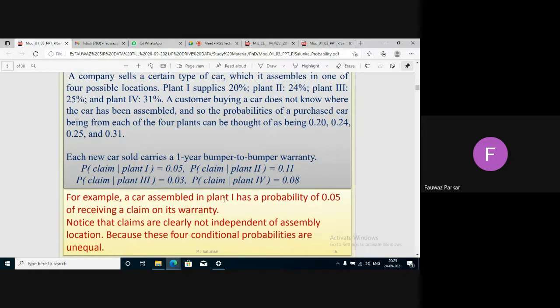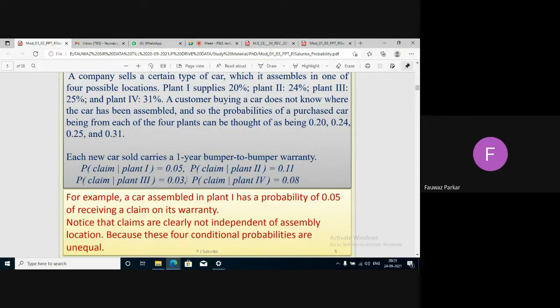For example, a car assembled in plant 1 has a probability of 0.05 of receiving a claim on its warranty. As we have discussed, 0.05 means 5%. So if it is manufactured in plant 1, there is a 5% chance that some defect will be there. Notice that the claims are not independent of assembly location, because these 4 conditional probabilities are unequal. Not independent means they are dependent.